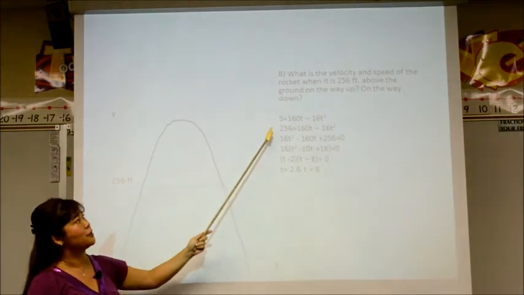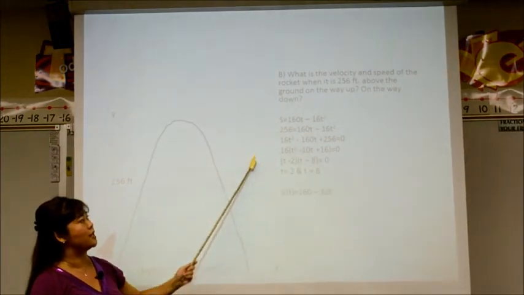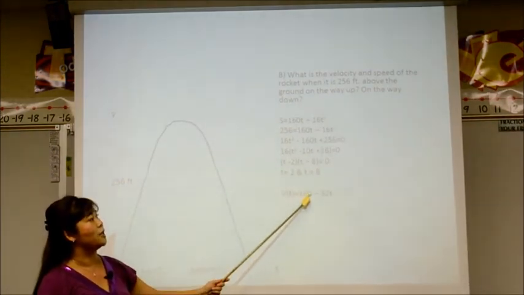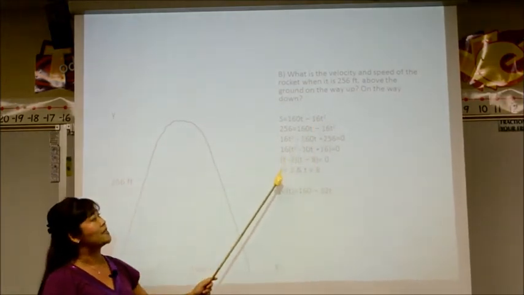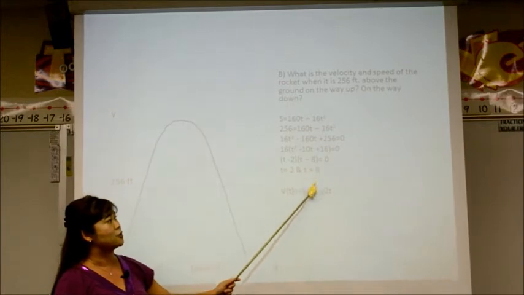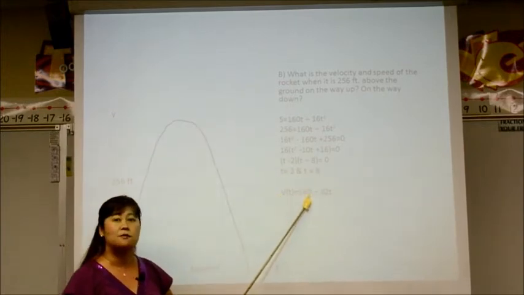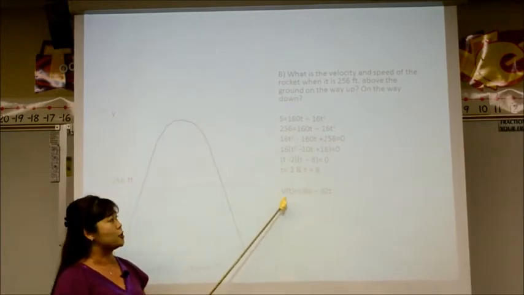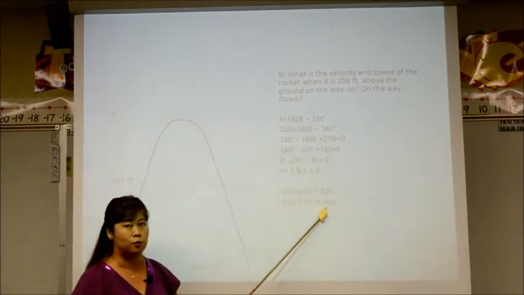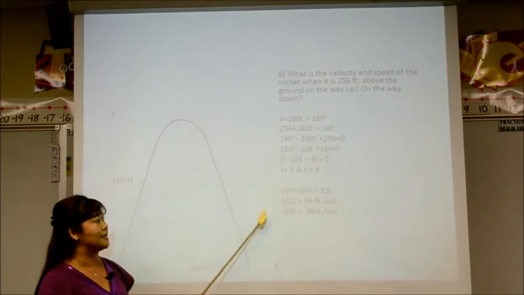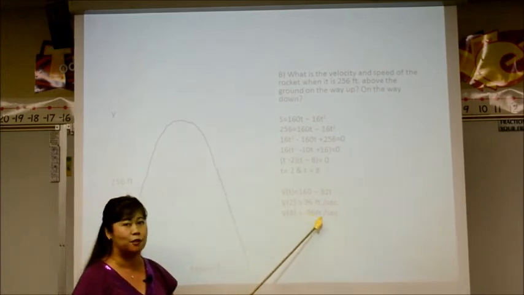So velocity is the first derivative of s. That's going to give me 160 minus 32t from the s equation right there. Okay? So I'm going to substitute my 2 and my 8 into this velocity to figure out the velocity at those times. So at 2 seconds, the velocity is 96 feet per second. Notice the units right there. And then at 8 seconds, it's going to be negative 96 feet per second.